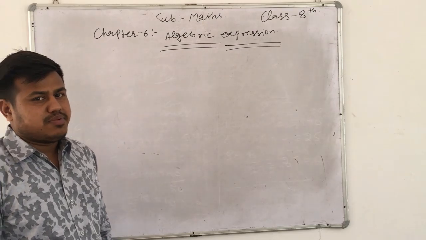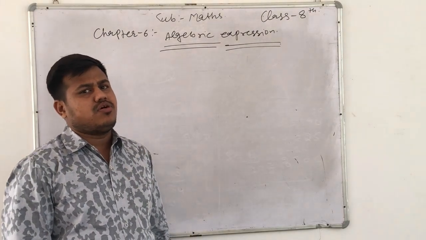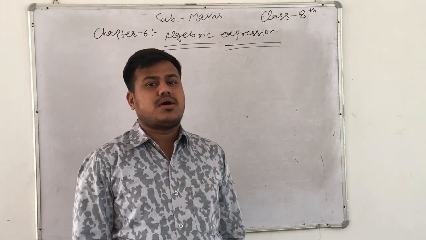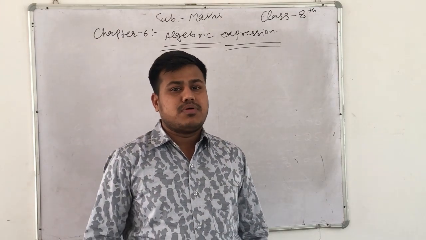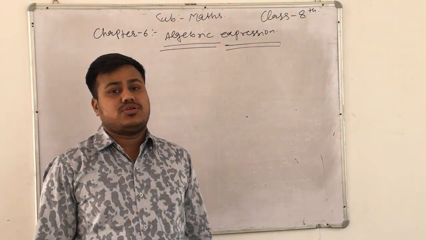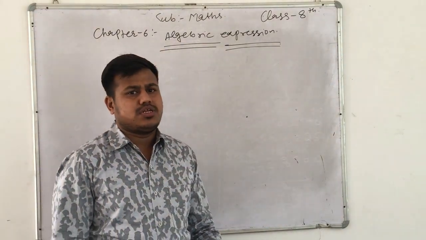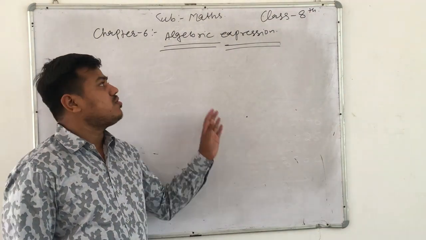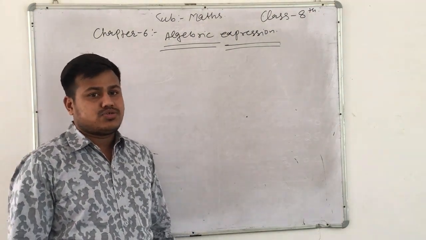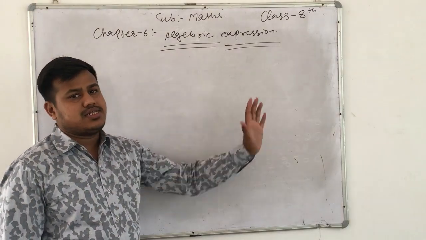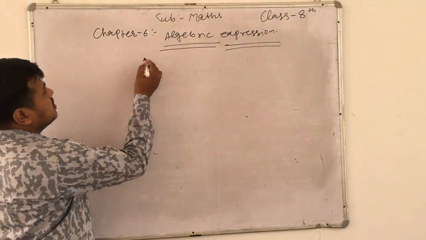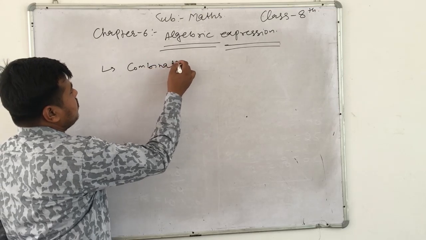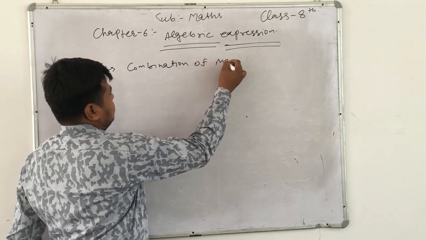Start Algebraic Expression, chapter number 6 of class 8. In previous classes we have also learned about algebraic expression, addition and subtraction of algebraic expression, and now we will discuss multiplication and division of algebraic expression. So let's start from the very basic. What is algebraic expression? Algebraic expression means a combination of many terms.